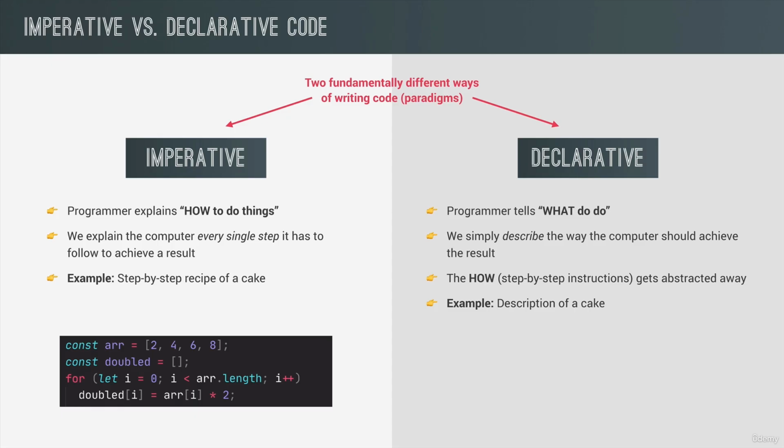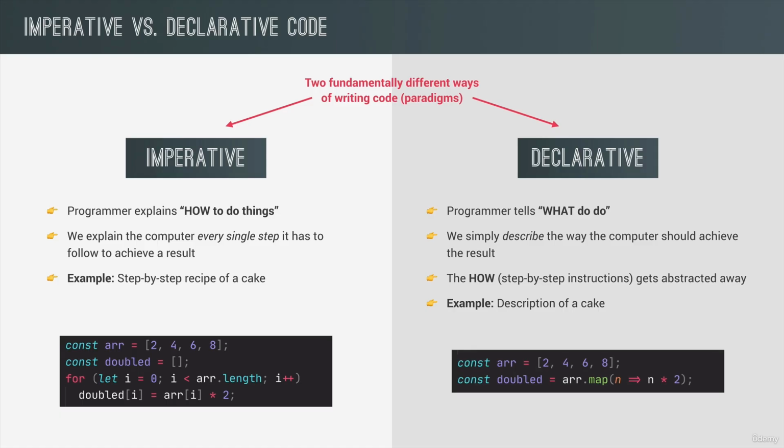And now coming back to the code example of duplicating the values in an array, this is how we do it in the declarative way. So we have our array, and then we simply tell JavaScript that it should map the values in the R array to a new array. And each of these values should be multiplied by 2.